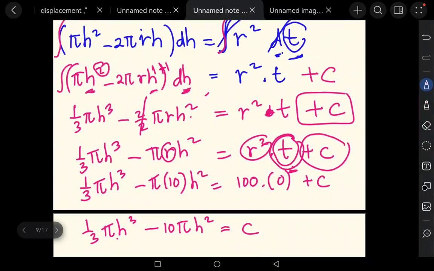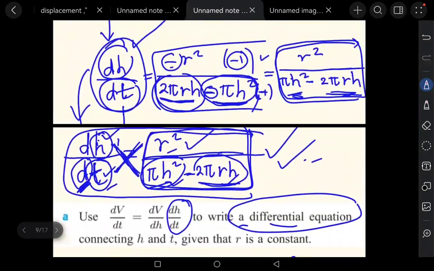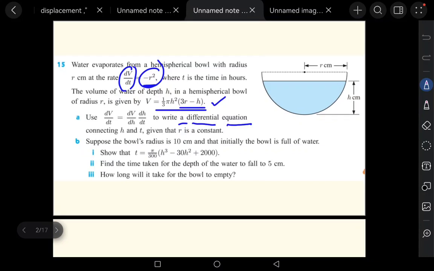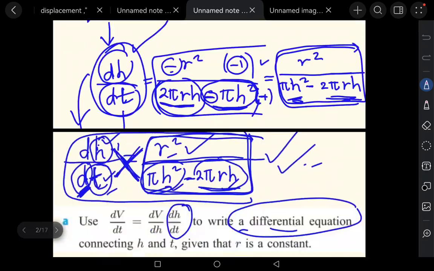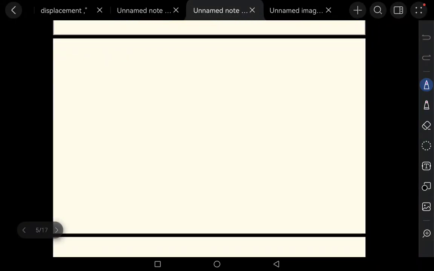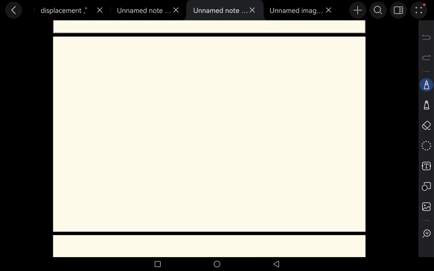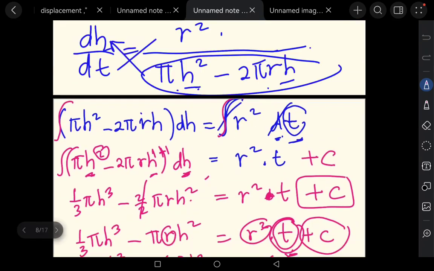The height in the question is also given. The height is the depth. Where is the depth? The volume of the water depth is symmetrical, given by the differential equation. Suppose the bowl is initially full of water. So the depth, the rate is 10. Let's see, go to the question already. Where's the question? Okay, here.